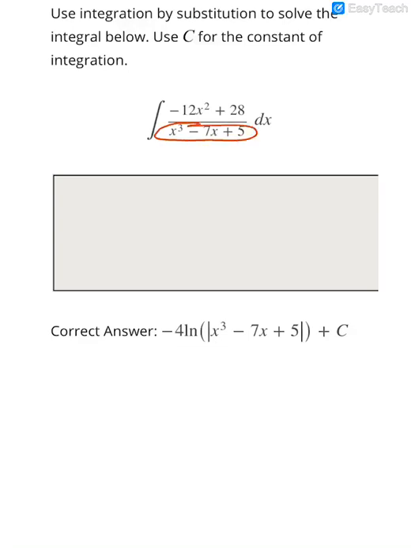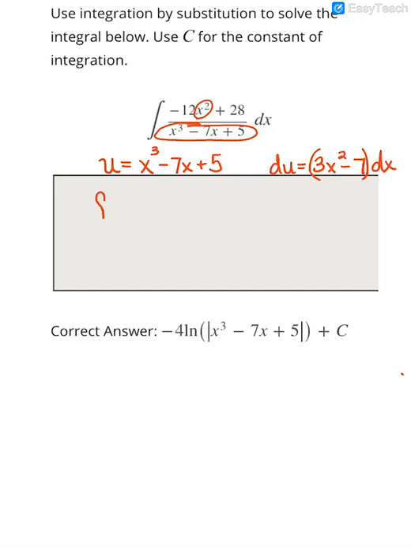And then finally, last but not least, what I notice is if you look at this expression down here and you were to derive it, this x squared would be part of that derivative. So in this case, you would want your u to be the x cubed minus 7x plus 5. Then your du would become 3x squared minus 7, and that would be times dx.